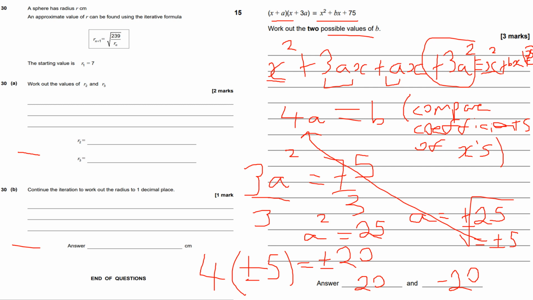Question number 30. It says a sphere has radius r, and an approximation value can be found using this iterative formula. The starting value is R1 is 7, so work out the value of R2 and R3. R2 is when n is equal to 1, so you enter that in your calculator and get a value. For R2, I'll try to work it out here quickly on my calculator.